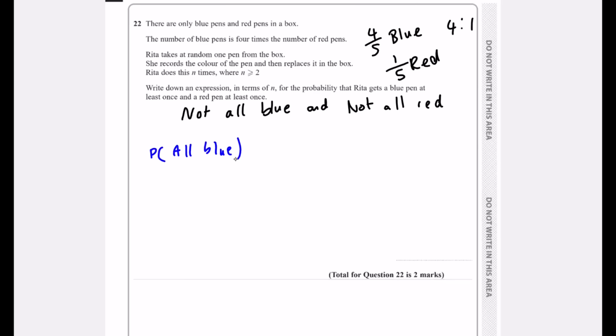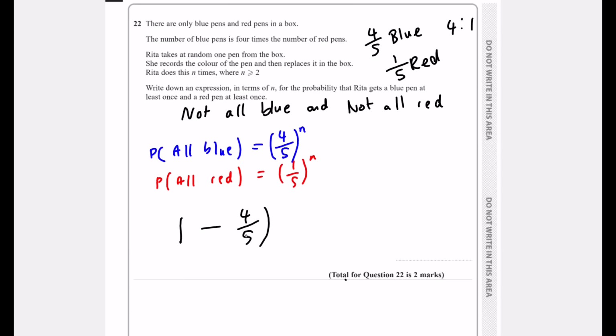Probability every pen she pulls out is blue. It's 4/5 for the first one, times 4/5 for the second one, times 4/5 for the third one, and so on. And it's n times. So it's 4/5 to the power of n. The probability they're all red is very similar. It's 1/5 times 1/5 times 1/5 times 1/5 times 1/5, and so on. So the probability there's at least 1 blue and 1 red is 1 minus the chance that they're all blue and minus the chance that they're all red.